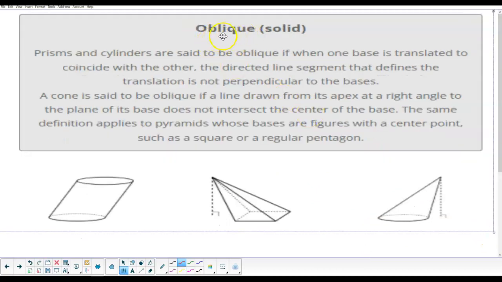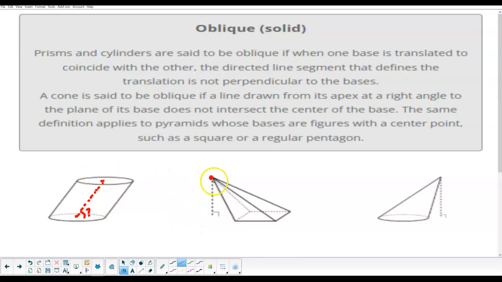So oblique, this might be the new one for you. Prisms and cylinders are said to be oblique when one of the bases is translated to coincide with the other, but the directed line segment that defines the translation is not perpendicular. So here you can see, in this case you really wouldn't need the line, but notice this line that connects the bottom base to the top is a different angle. It is not 90 degrees. We don't actually know what that angle is.